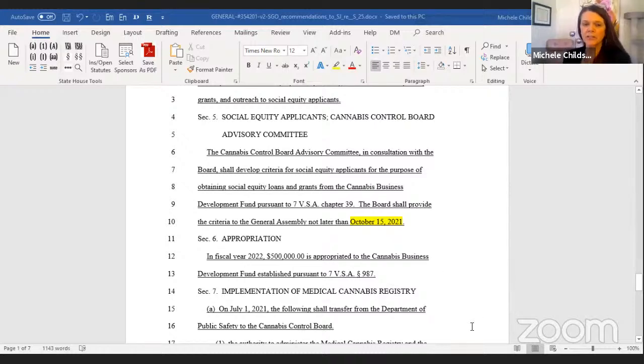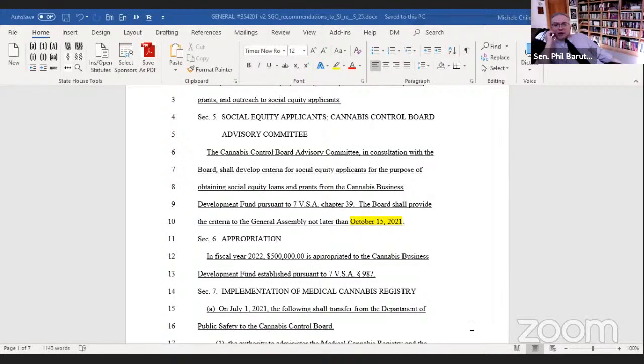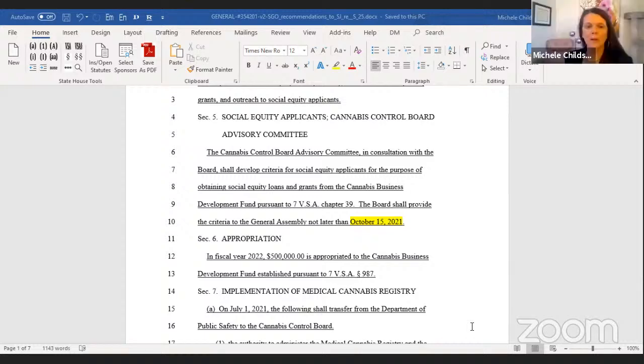Next is an appropriation of $500,000 into the Cannabis Business Development Fund for FY22. And so the idea is 500,000 would be there, then money from the 3% would flow in, and then that would be there to help people jumpstart their operations from the starting line. Yes. Okay.